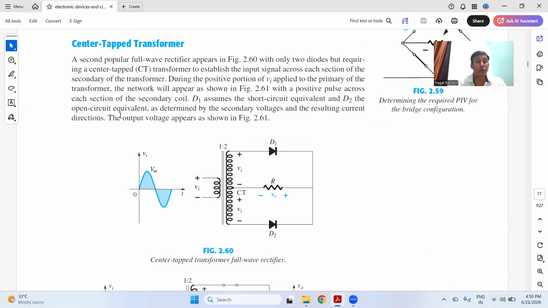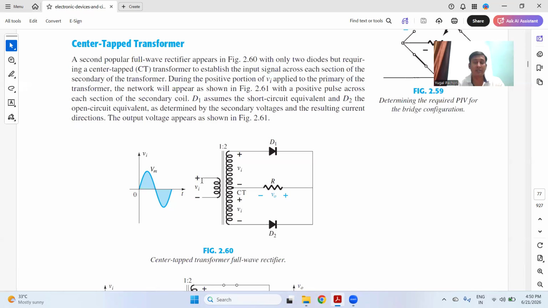And I told you about the center tap transformer rectifier. You can see this is the positive cycle, this is the negative cycle, and this is the center tap transformer that is shown in figure 2.60. One end is positive, the other negative. This Vi is split into two signals, Vi1 and Vi2, and CT denotes the center tap of the transformer.